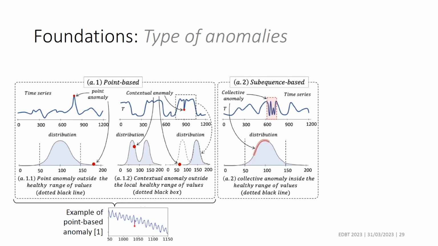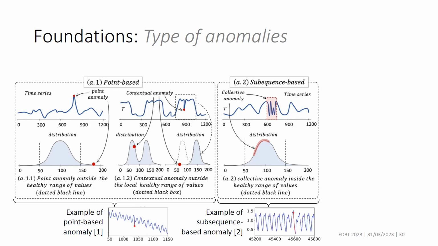And then, very important, we have subsequence anomaly, or collective anomaly. These are different terms for the same thing. A subsequence anomaly is an abnormal evolution of points. Even though all the points of the subsequence might be normal, in the normal distribution, it is the evolution of these points that is important to look at to identify the anomaly. Here we can use distance measurements to identify different shapes, and the anomaly will be based on the shape of these points.